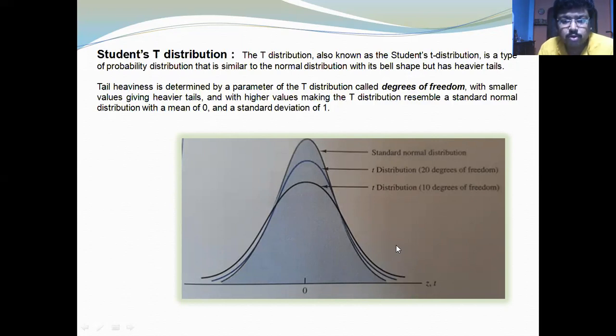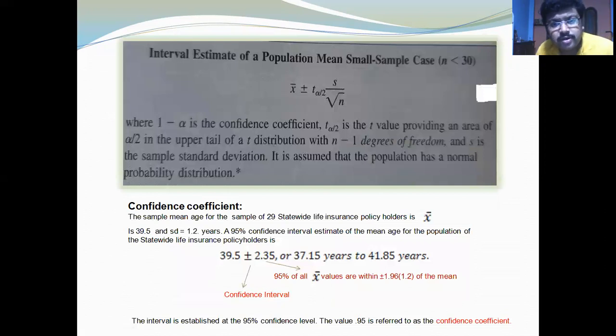Okay, now look at this. The interval estimate of a population mean, small sample case. Here one thing should be mentioned, that the number of observations should be less than 30. In case of the normal distribution, it is n greater than 30, number of observations greater than 30. This is the interval estimate of the population mean for a small sample.